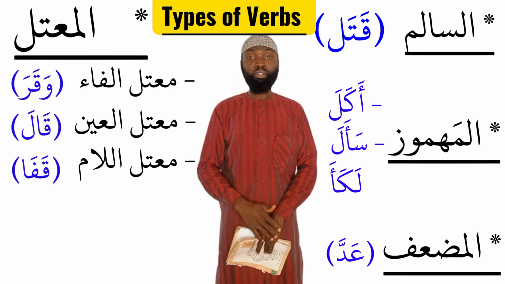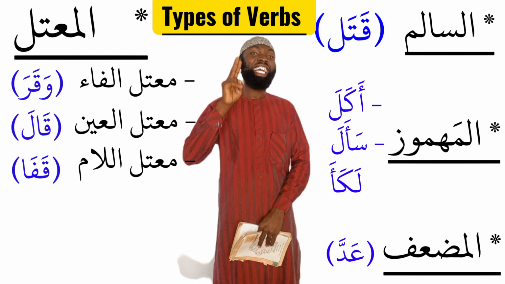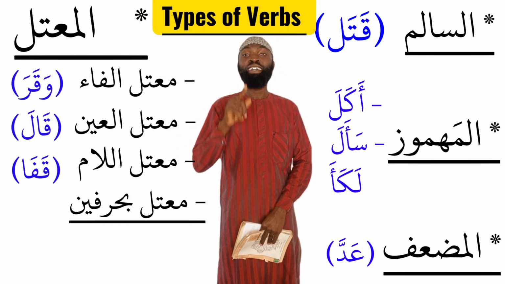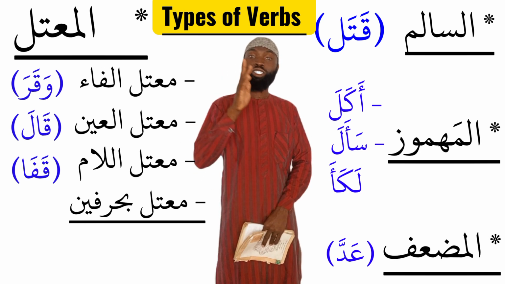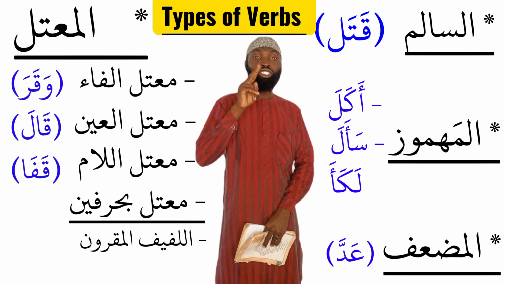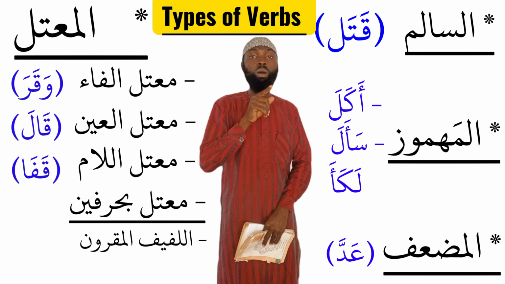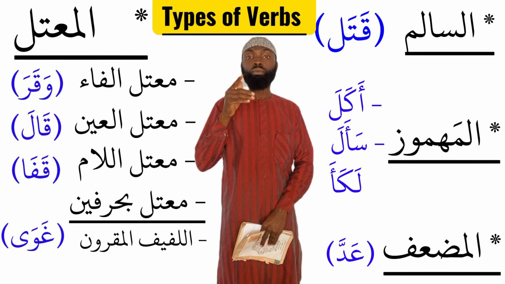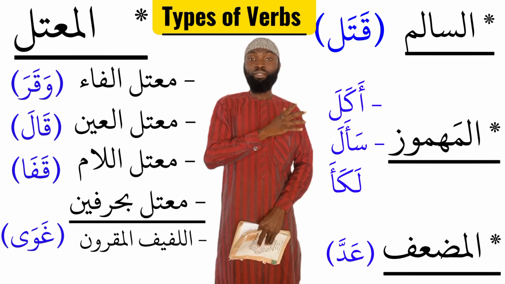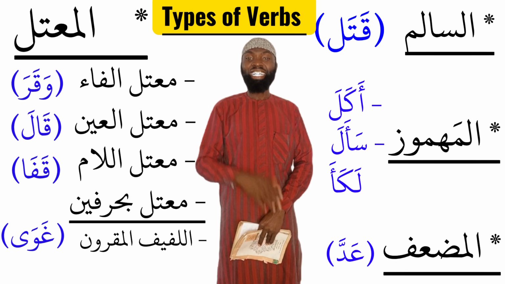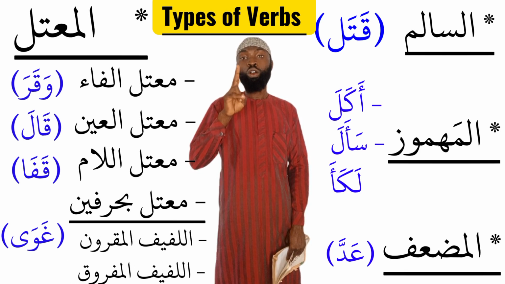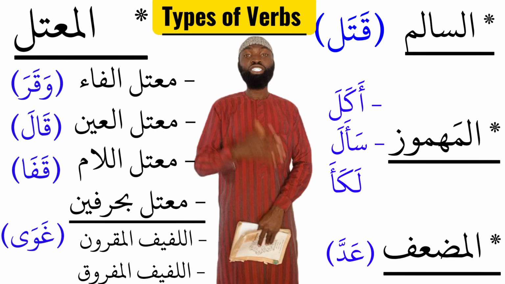And the fourth subcategory is the one which has the presence of two weak letters, and this one also is further categorized into two. We call this al-lafif. The first subcategory is al-lafif al-makrun, the one which has its two weak letters joined together, like the word waqo. You can see the wa and the last alif there are both weak letters and they are joined together. The second subcategory is the al-lafif al-mafruq, the one which has its two weak letters separated, they are not joined together.